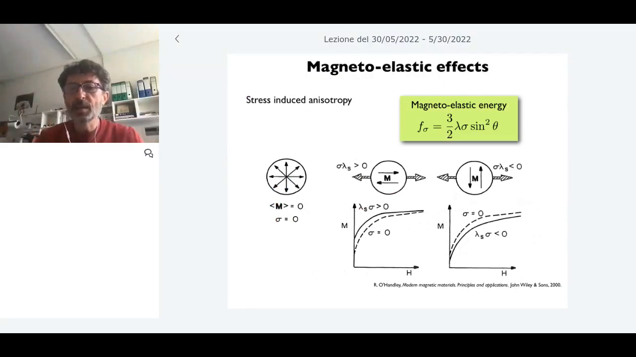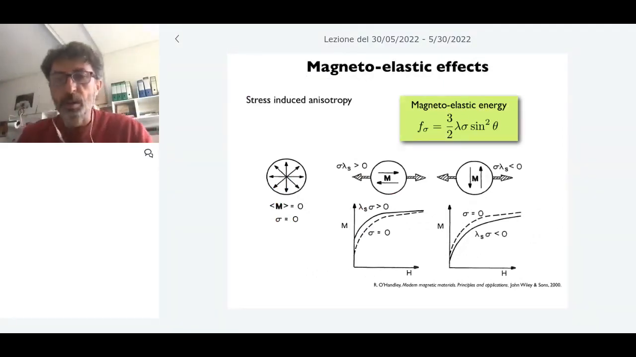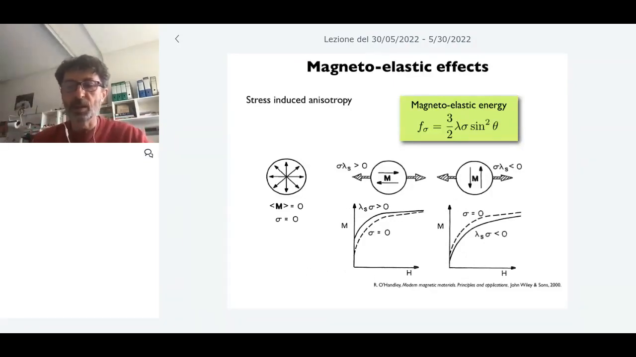To conclude, let's say a few words on an energy term that we have not considered in our micromagnetic theory, that has to do with magnetoelastic coupling. So if we magnetize a certain material, we have the effect of deforming the material. But what happens to the magnetic energy if we apply a stress?